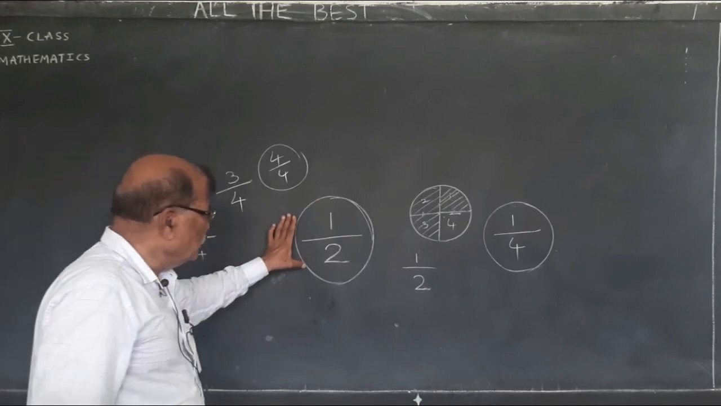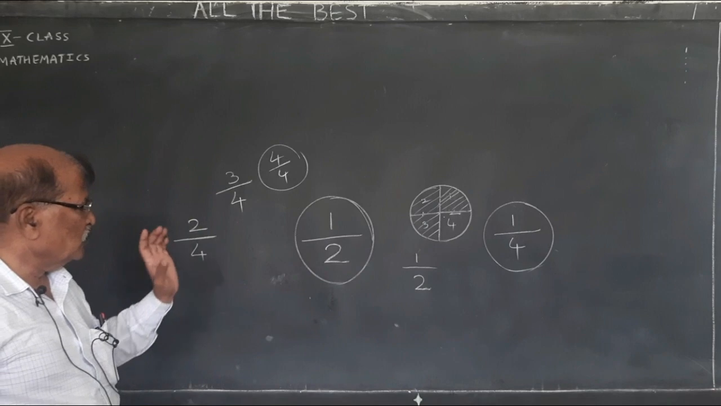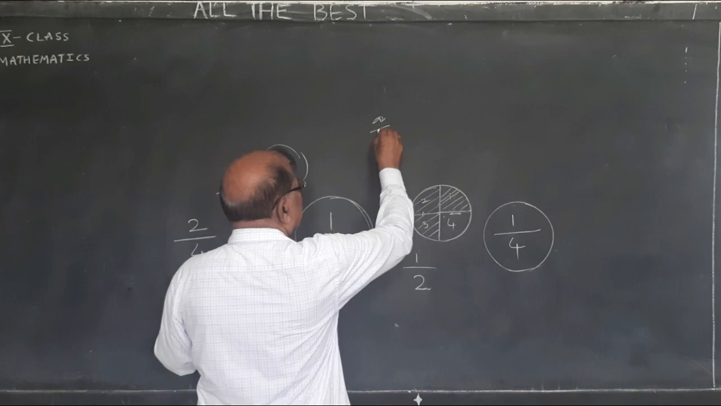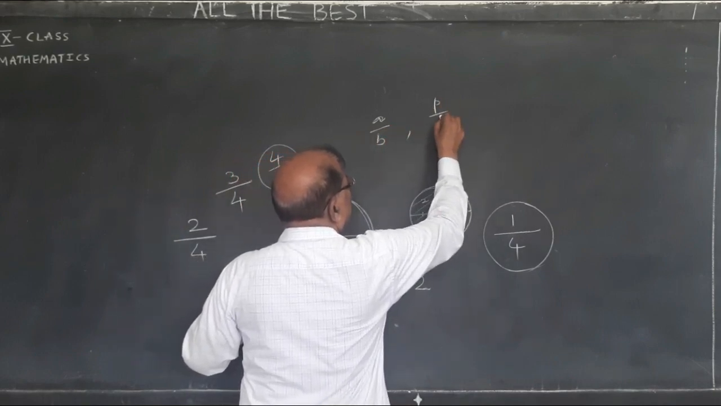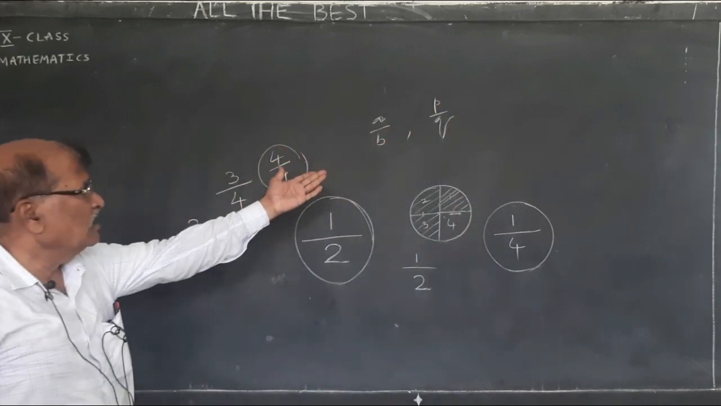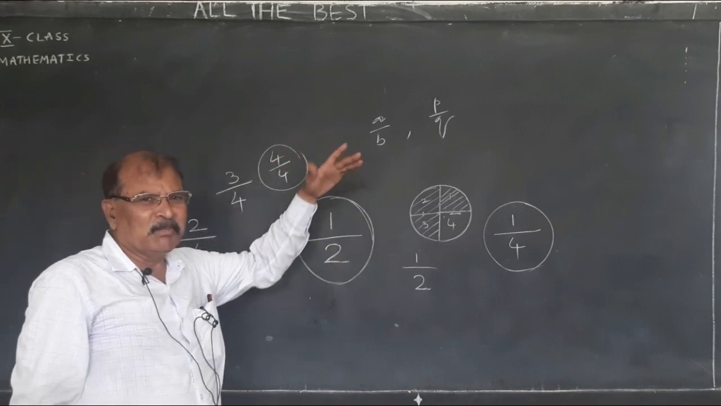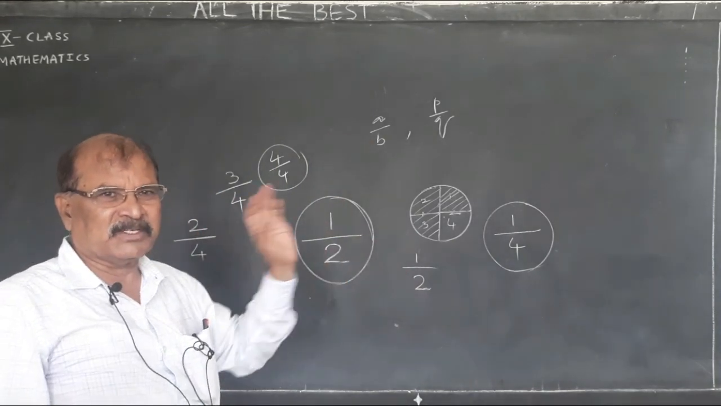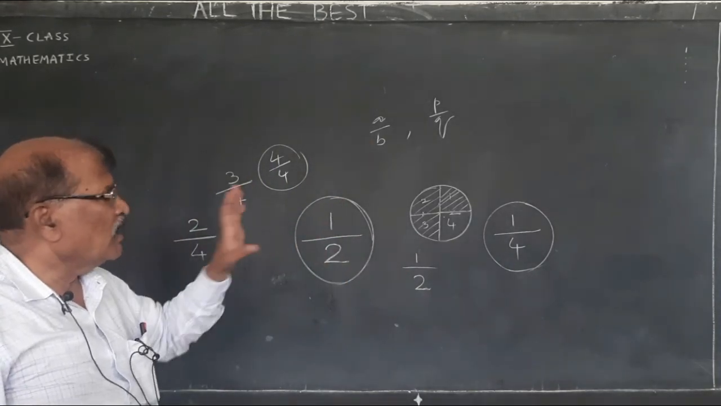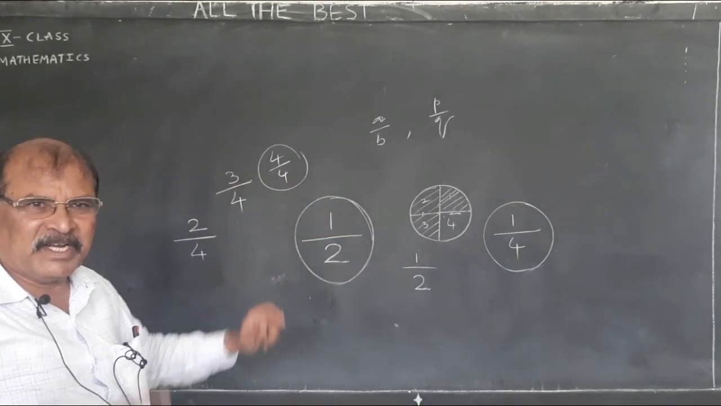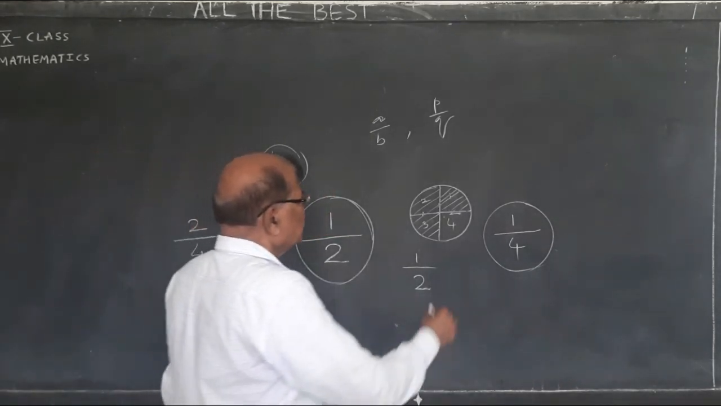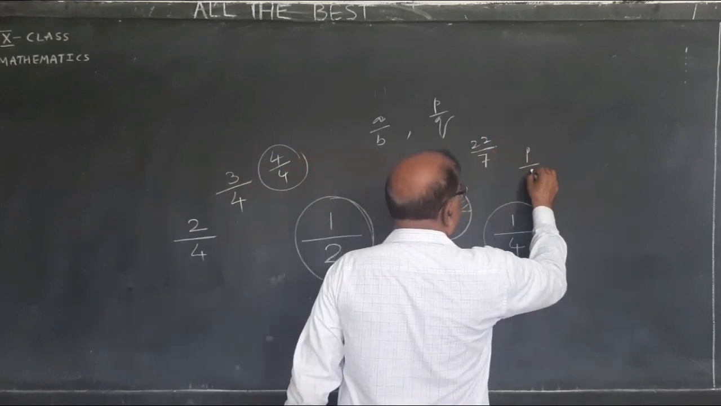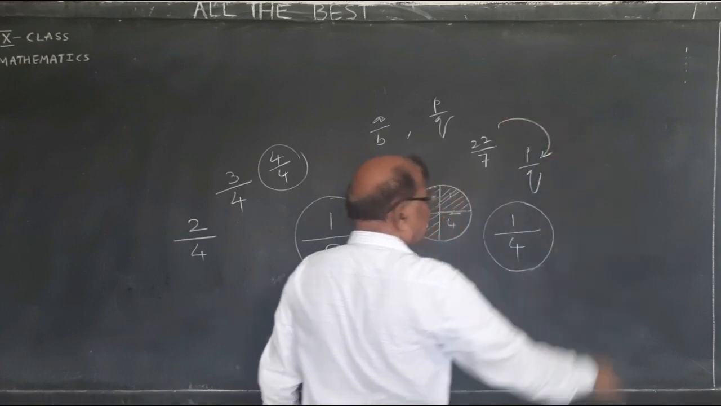So how do we define this? A rational number is in the form of a by b in some books, or p by q in some books. Simply to say, they are fractions. They are fractions basically. But there is one exception, that is 22 by 7. Though it is in the form of p by q, it is not a rational number.